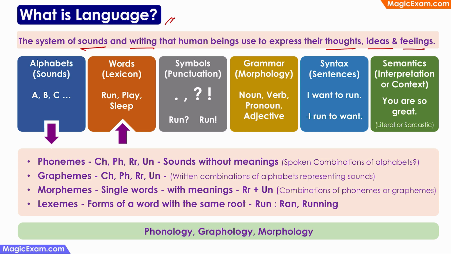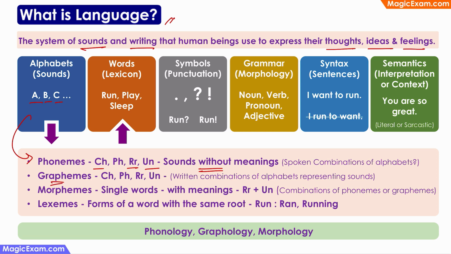We'll start with alphabets. Alphabets are very simple sounds like A, B, C. If we combine some of these alphabets, we get phonemes. Phonemes are sounds without meanings. For example, if we combine the alphabets C and H, we get ch. If we combine two R's, we get r. If we combine U and N, we get an.